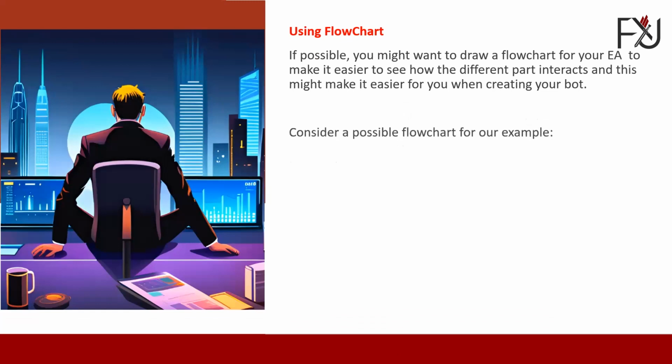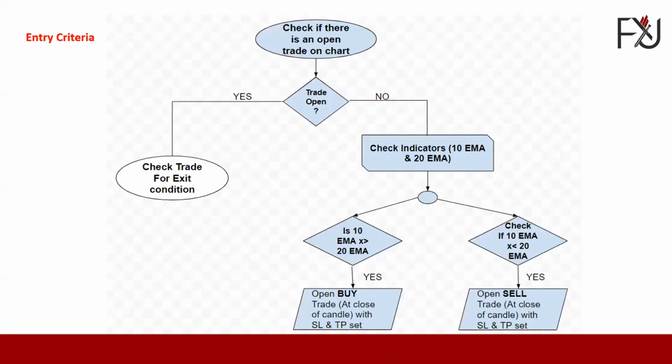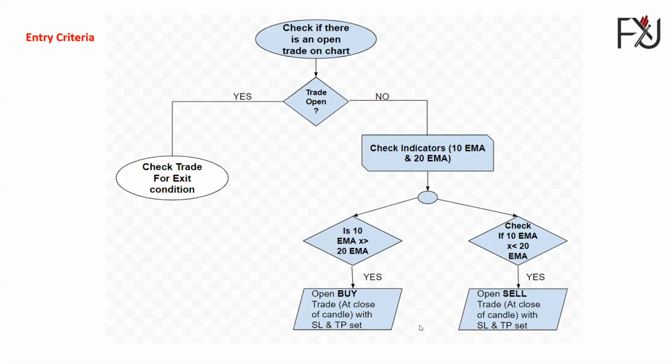Now, for the example of the bot we're looking to build, which is the moving average crossover bot, let's look at an example of what a potential flowchart will look like. Okay, so as you can see here on my screen, let me just move this over here. We have this flowchart describing the criteria or conditions that need to be met.